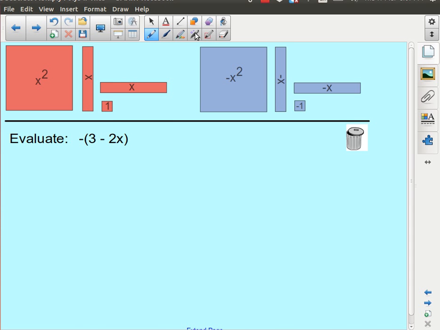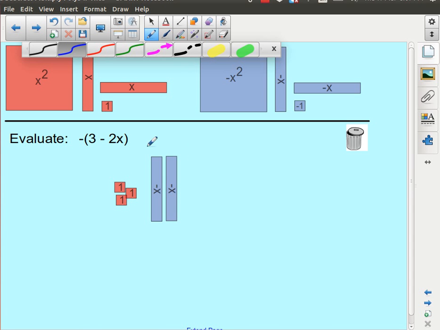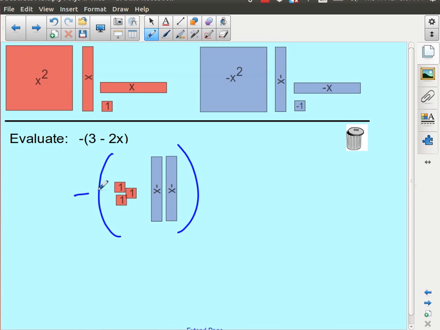Here I'm going to introduce the idea of changing signs. So let's start off with what's in the bracket. 1, 2, positive 3 minus 2x. I'm just going to simulate the bracket here. That is what's in the bracket. So that means that negative sign applies to the whole bracket. That means change the sign of everything inside that bracket.